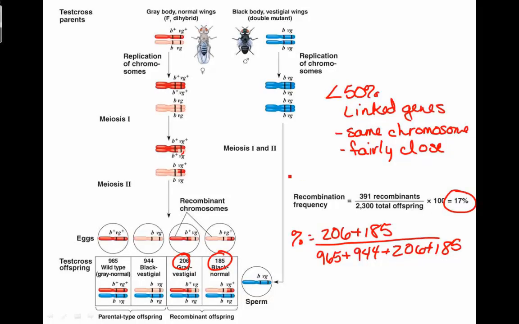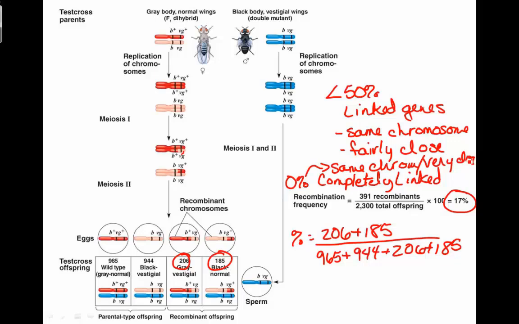Now, if we're dealing with a 0% recombination frequency, that would be something that we would call completely linked. By completely linked, we never ever get a crossover between them. That means they are on the same chromosome and they are very close together.